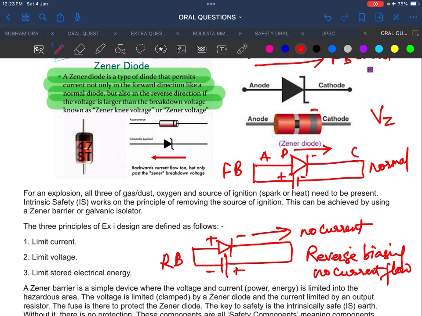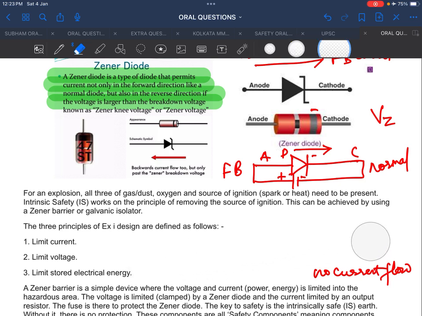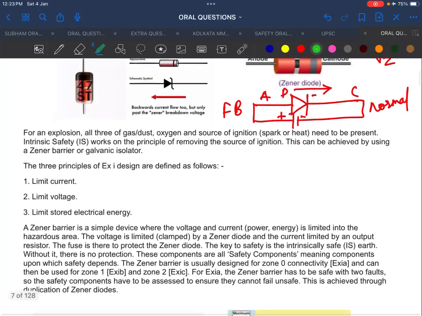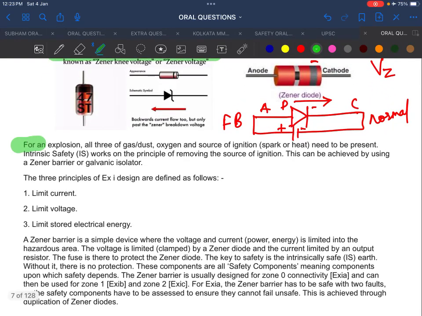The main purpose is for explosion protection, and we can also use it as a voltage regulator. Okay, a little bit of a mistake there. Now you can understand very easily. For an explosion, all three things, gas or dust, oxygen, and a source of ignition, spark or heat, need to be present.